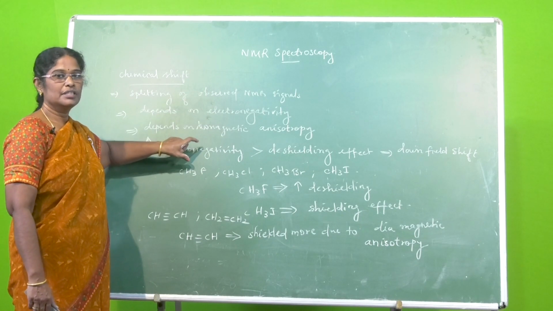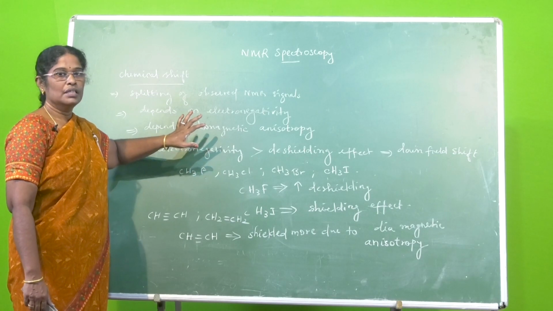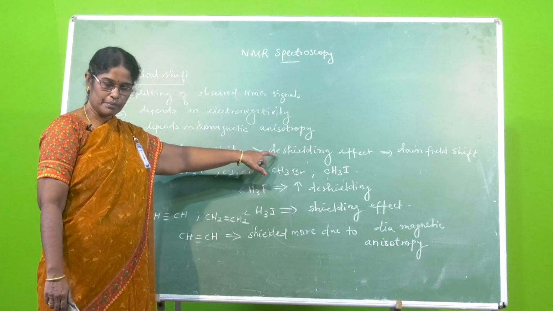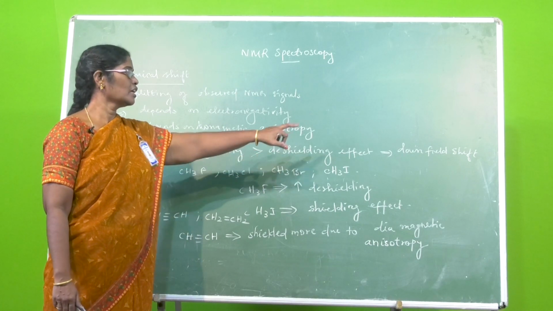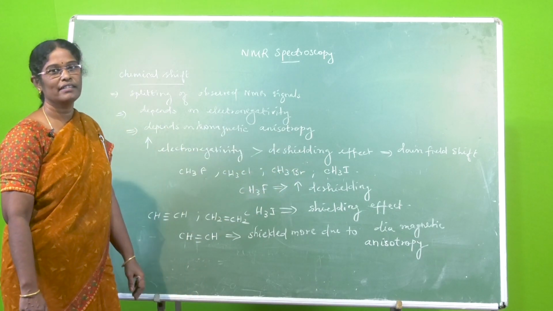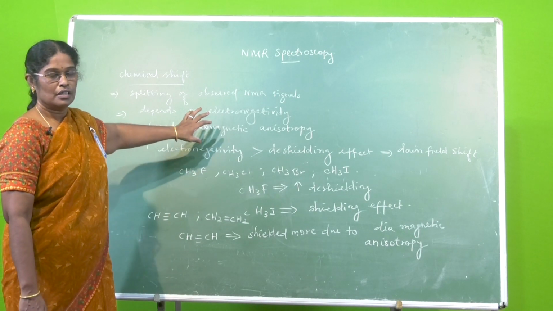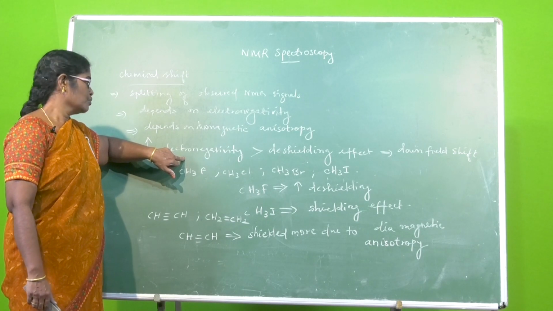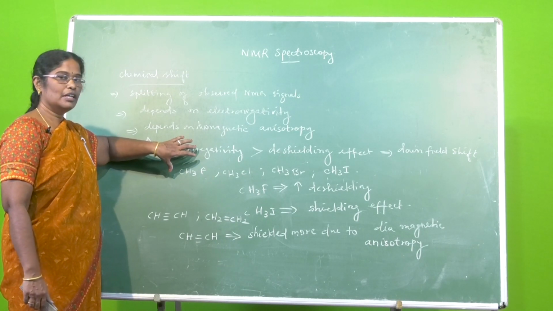The higher the electronegativity that exists in the molecule, the more will be the de-shielding effect, and as an outcome of the de-shielding effect, there will be a downfield shift in the observed delta values, or the observed shift values, or the chemical shift values. So this is the impact of electronegativity.